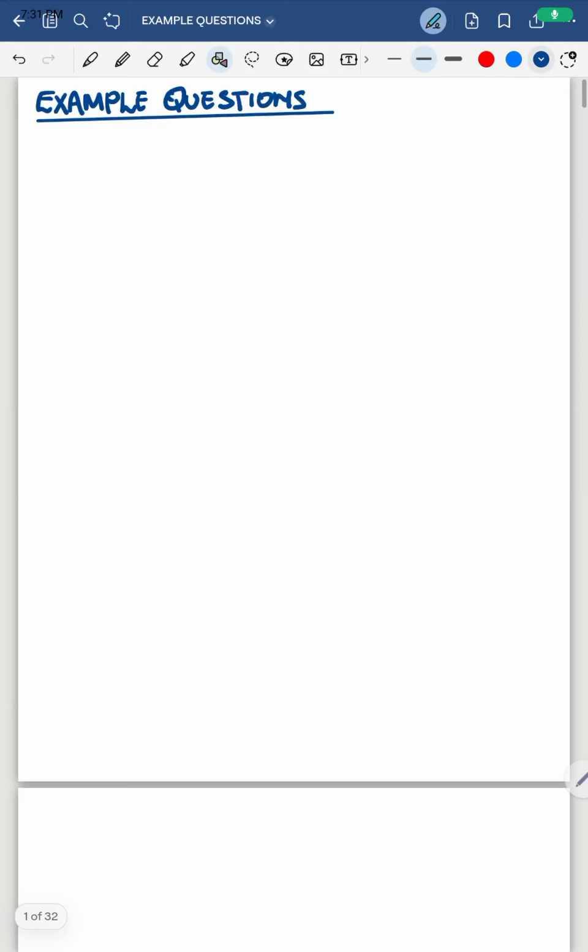Hello students. So today let's focus on example questions of reduction formulae. So let's have the first example. The question will say simplify the following as far as possible. So let me just write here. The question will be asking like this. Maybe let's say it's number 1.